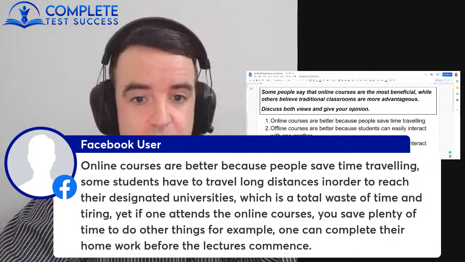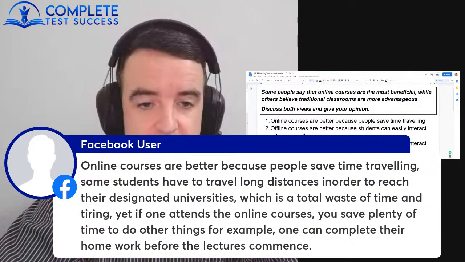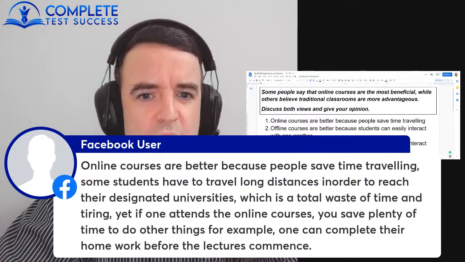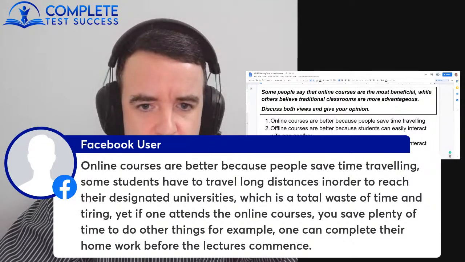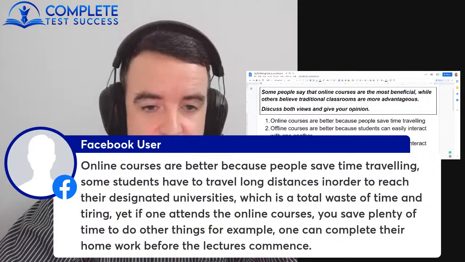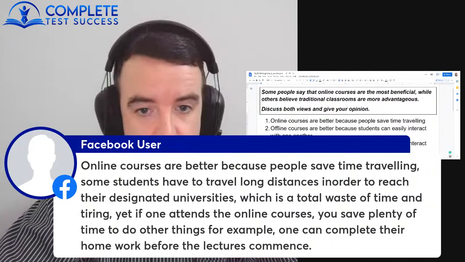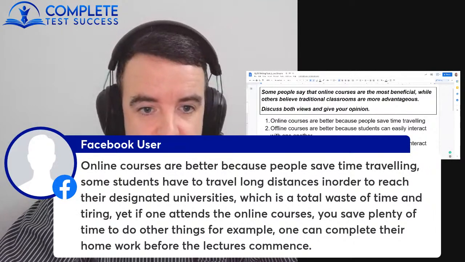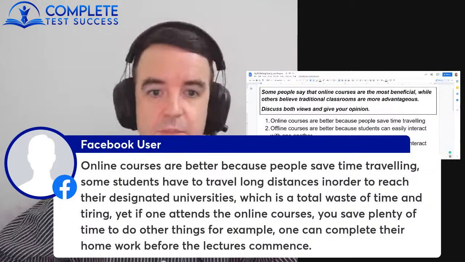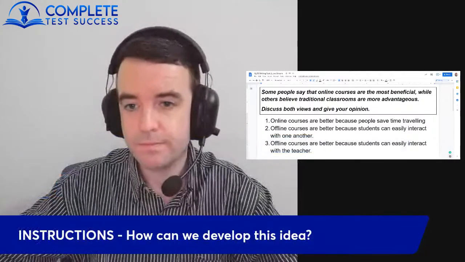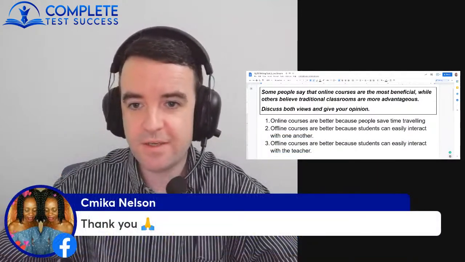A waste of time would have been fine. Which is a waste of time. Which wastes time. There, that's the best one. That's the more formal version. So which wastes time and is tiring. Yet if one attends an online course, they save plenty of time to do other things. For example, they can complete their homework before the lectures commence. Good. Kamika, you're very welcome.